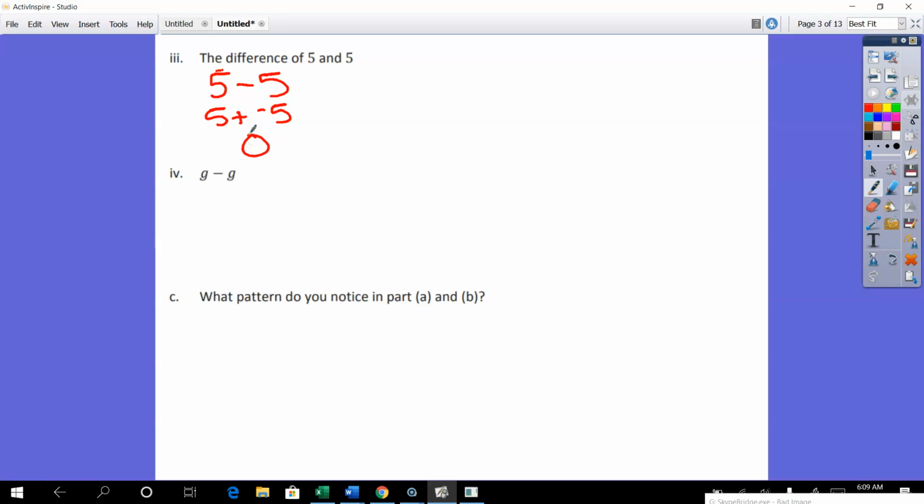0. G minus G, rewrite it. So every time we rewrite this, we're writing an equivalent expression. So G plus a negative G is 0. No matter what that number is, the opposite of it together equals 0. What pattern do you notice? They're additive inverses, and they are equal to 0.